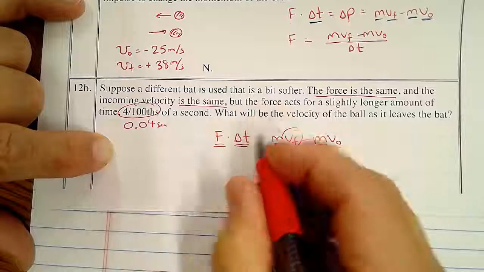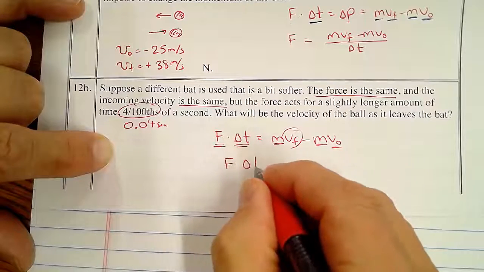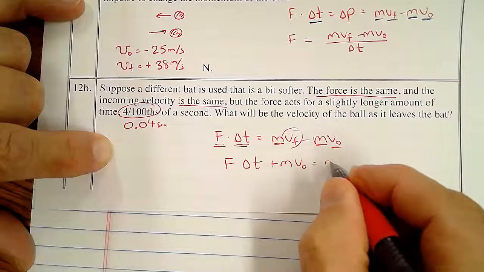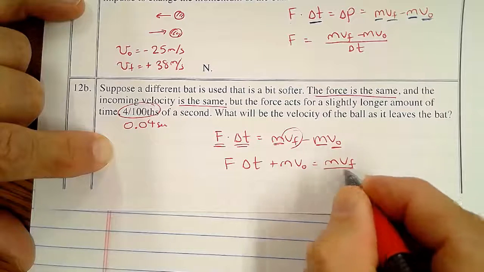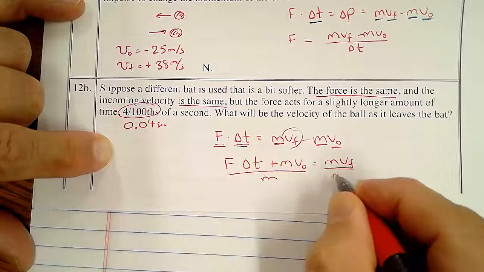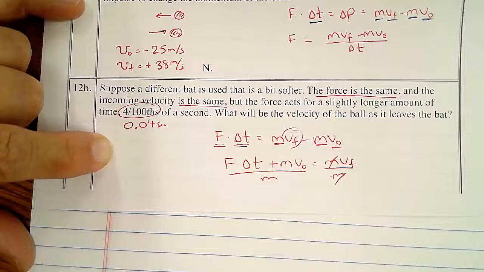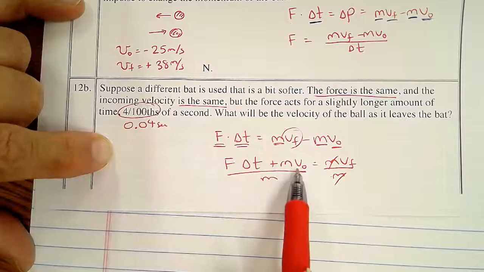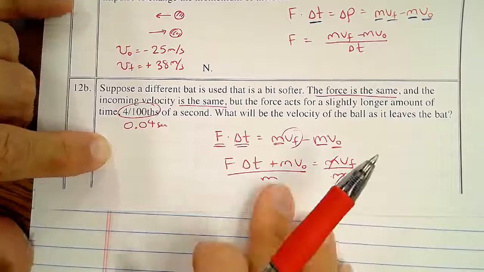So bring this to the other side. You're going to have F times delta t plus mv initial. That equals mv final. And then, of course, divide both sides by m to get v final. Okay? And remember that v initial is still a negative value when you plug it in here. Okay? So that's number 12.